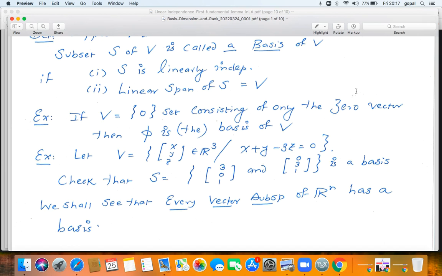I can take two different sets S1 and S2 such that S1 is linearly independent and the linear span of S1 is V, and S2 is also linearly independent and the linear span of S2 is also V. So the basis is not unique, but what is unique is the number of elements in the basis. Not only will bases exist and be non-unique, but any two bases will have the same cardinality. They'll have the same number of elements, and we have to prove that. This common number, if you pick a basis and count the number of elements in it, is called the dimension. We'll come to that.